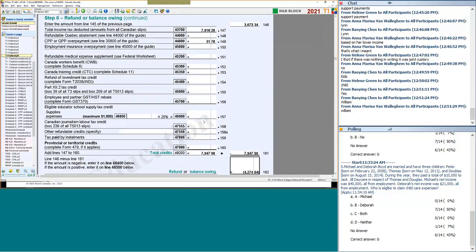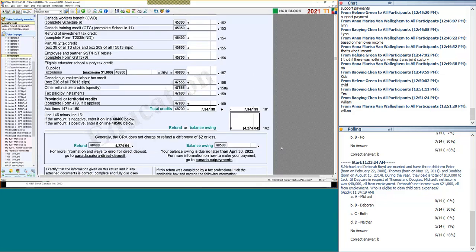Okay, and if we get to the end of the return, nice big refund, $4,274.64. Most of that is from the elder dependent amount. So make sure that he's prepared for a possible request for info or more information. Again, if he's been essentially a single dad for a long time, there won't be an issue, but they can always ask again if they want to.